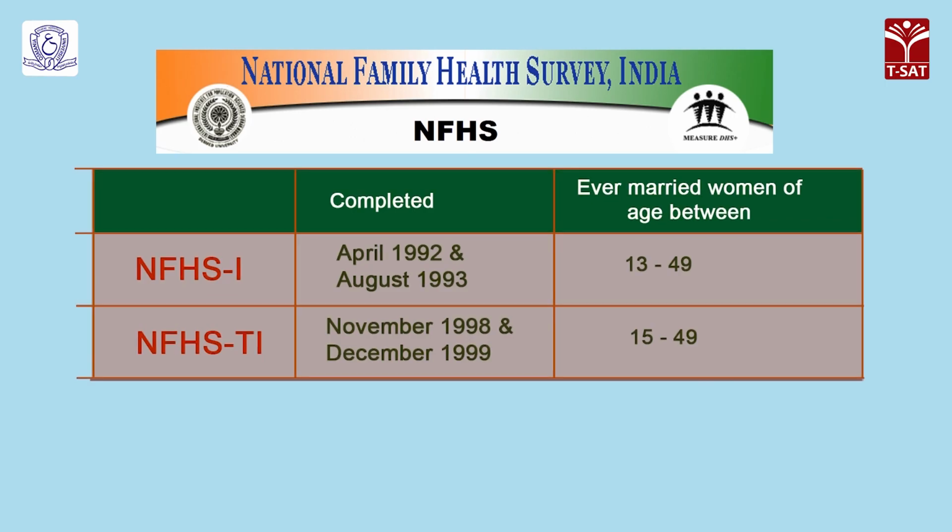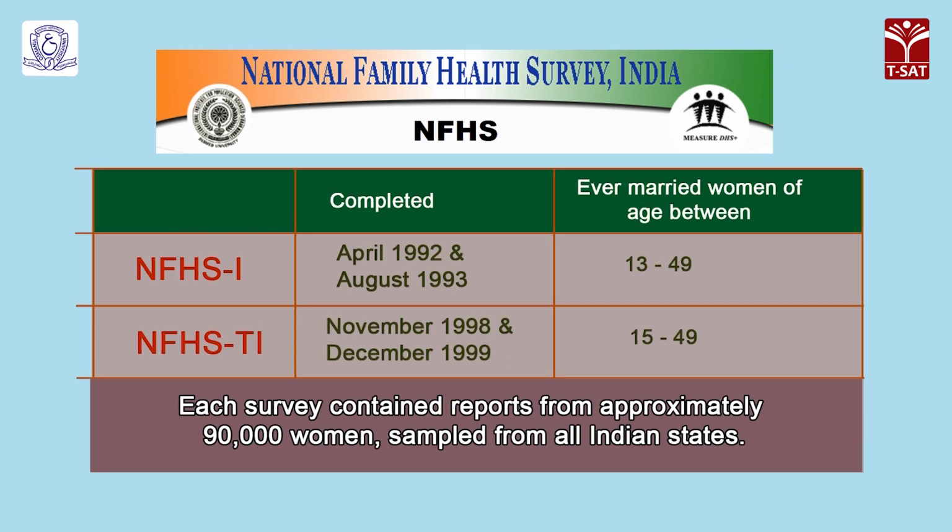The second wave, NFHS-2, was completed between November 98 and December 99, sampling ever married women of age 15 to 49. Each survey contained reports from approximately 90,000 women sampled from all Indian states using a stratified and clustered survey design. The largest component of the survey is an individual questionnaire administered to each ever married woman of fertility age in the sample.